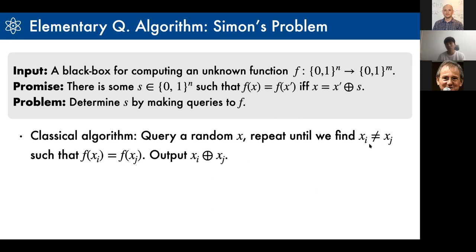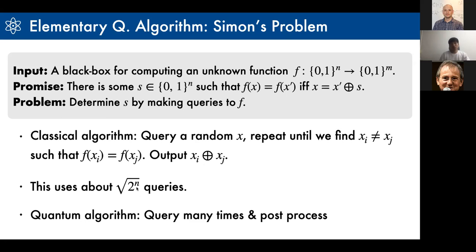And whenever we find two different inputs that give us the same output, then we know these two inputs satisfy this relationship. So we can basically calculate the hidden bit string. It turns out that even though this is random sampling, the number of trials increases exponentially with respect to n, which is the length of the bit string. But with a quantum algorithm, you can just query many times, and you apply some post-processing, and you can achieve exponential speedup.